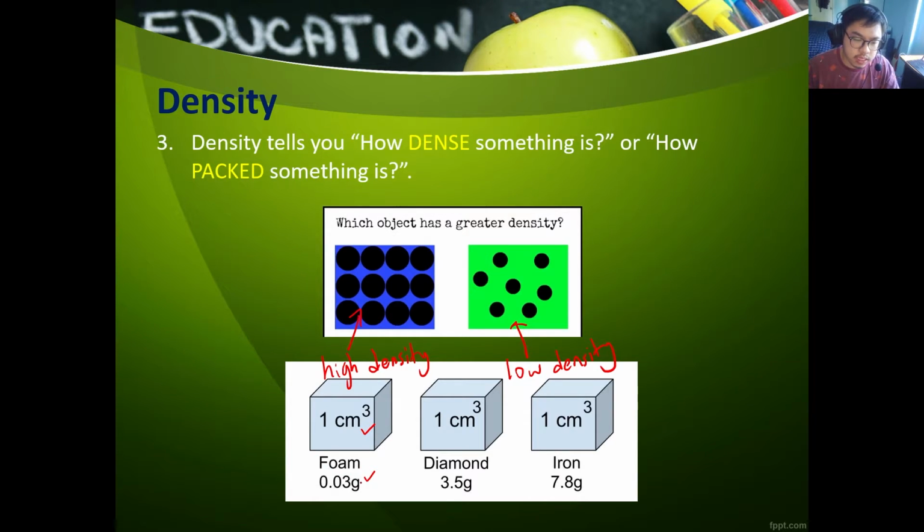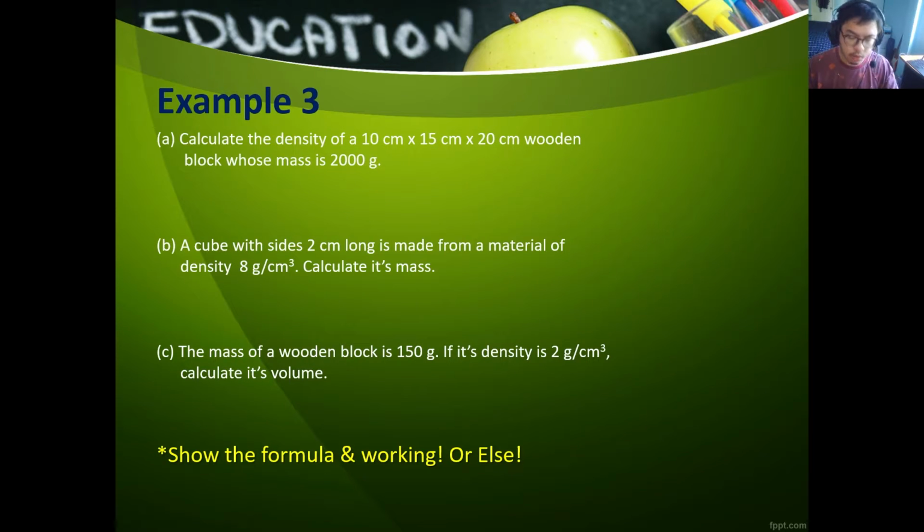For foam, you can see there's not a lot of mass within 1 centimeter cube, so this one has low density. For diamond, there's quite a bit of mass, 3.5 grams in 1 centimeter cube of diamond, so this one has an average amount of density. Whereas for iron, you can see it has a lot more mass within 1 centimeter cube, so that means iron is very packed. So iron has a high density.